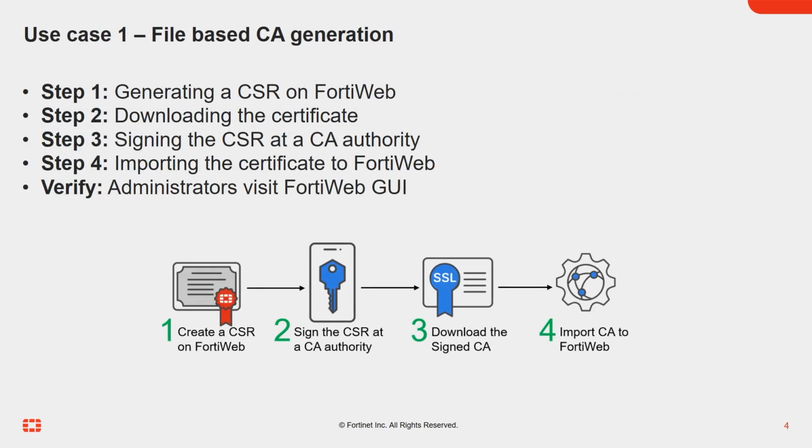For file-based CA generation, follow these steps. Generate a CSR on FortiWeb, download the certificate, have the CSR signed by a CA authority, import the signed certificate back into FortiWeb, and verify by accessing the FortiWeb GUI as an administrator.